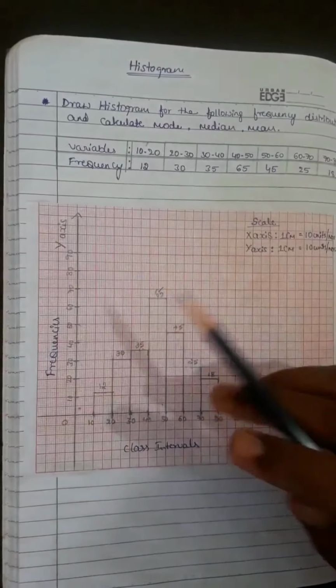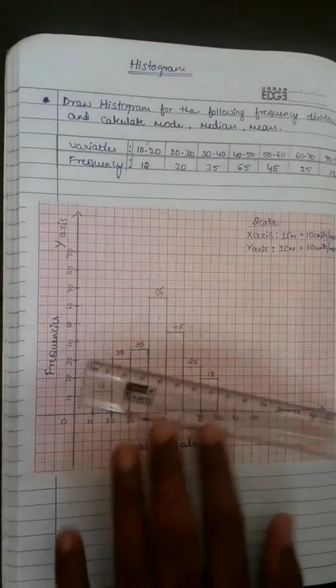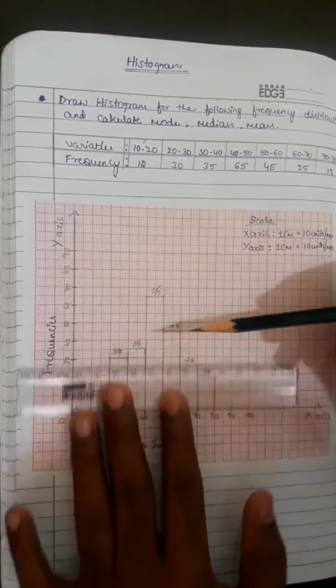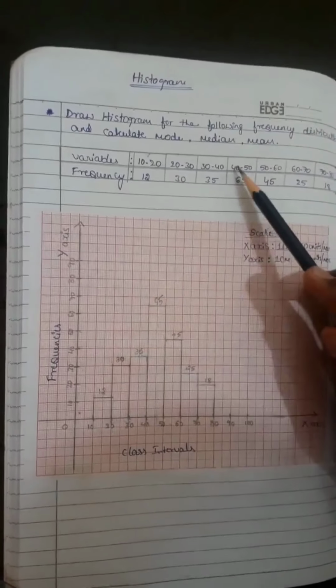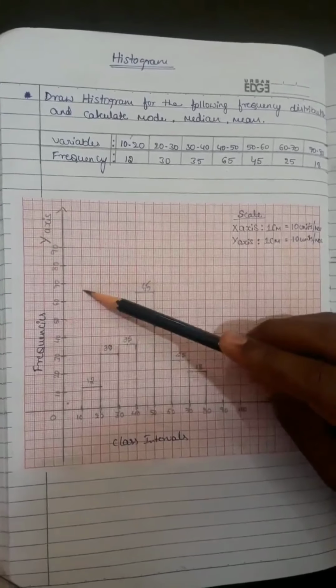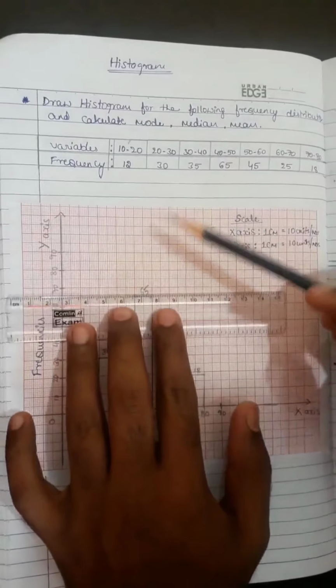30 to 40, 35. Almost you will get 35 here. Next, 40 to 50, 65.